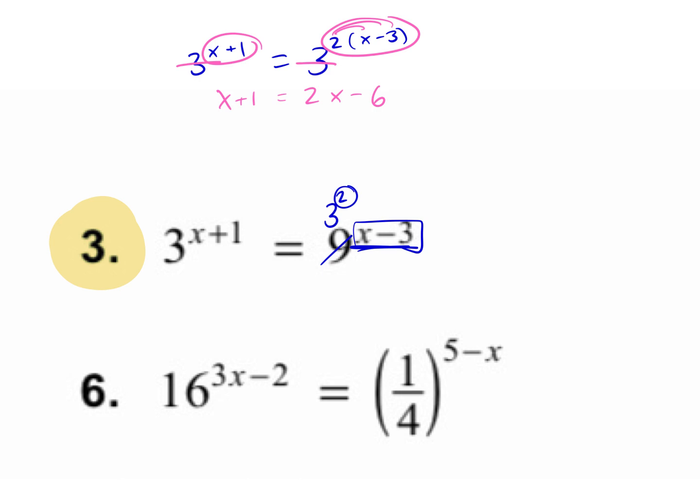Yeah, we want to make the base the same so our bases can just cancel. So you can change one of your numbers to make the base the same, but just make sure you're not changing the value because 3 squared still has the same value. So we can subtract x and add 6. So 7 is equal to x.